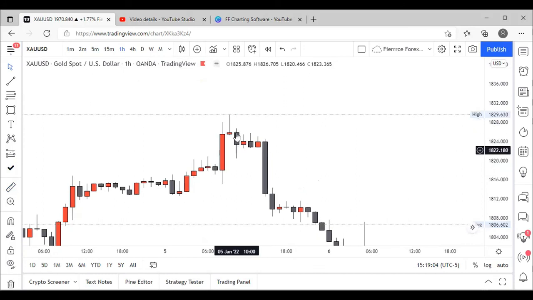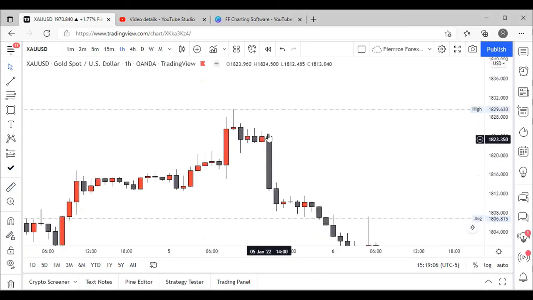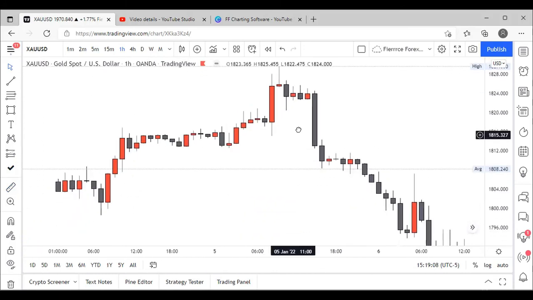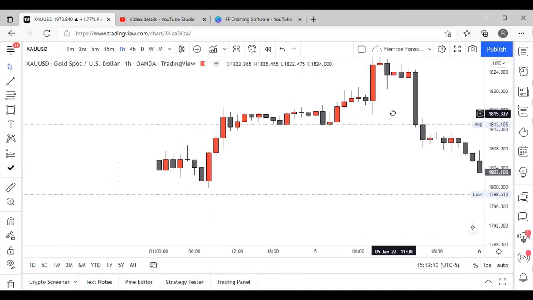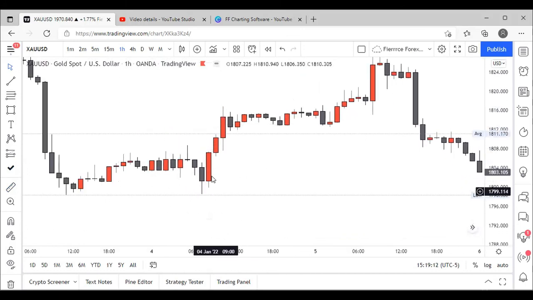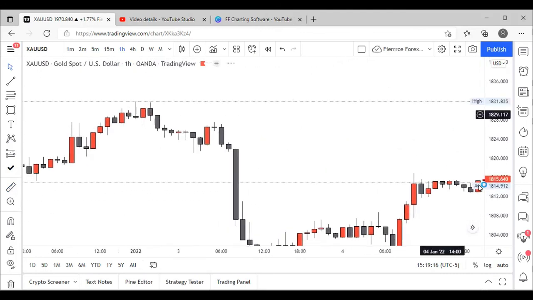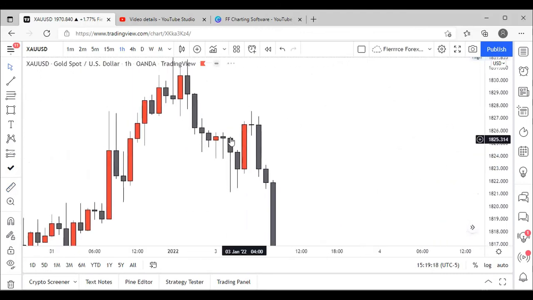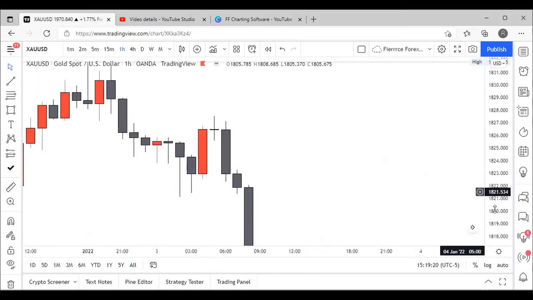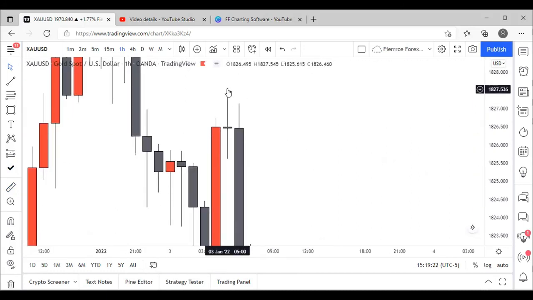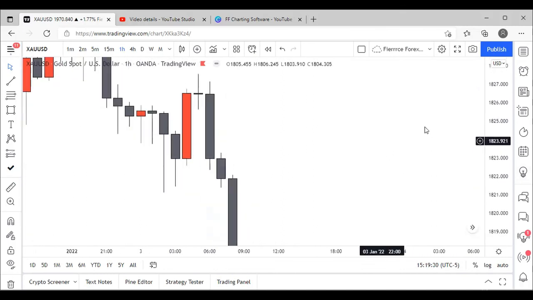Here we have a bearish engulfing candlestick. Bullish engulfing candlestick. This was a bullish candle, okay? The high is above the bearish candle high. So what are we looking for? Sells. So guys, I hope this makes sense.